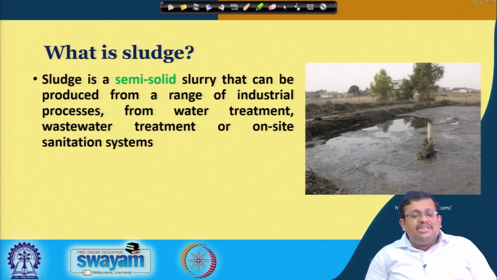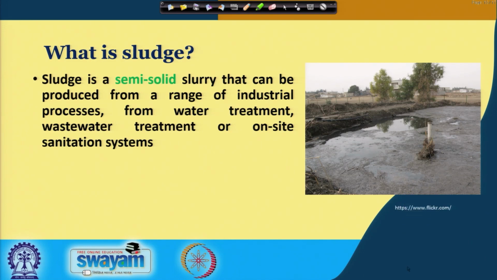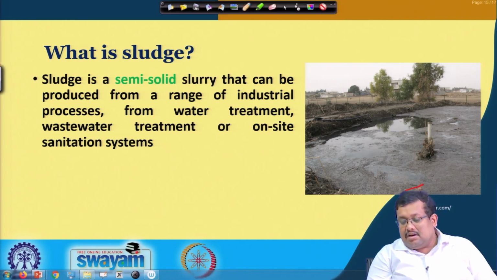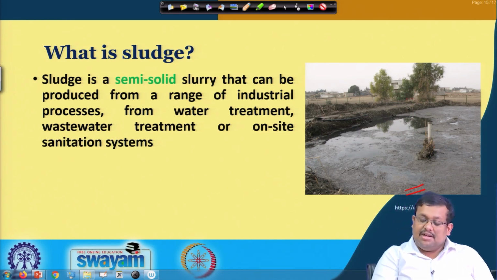So, what is sludge? It is a semi solid slurry that can be produced from a range of industrial processes, from water treatment, wastewater treatment or on-site sanitation systems. You can see this semi solid slurry called sludge, which can be produced from different industrial processes, anthropogenic processes, water treatment or wastewater treatment or on-site sanitation systems. This can be frequently seen especially in urban areas.